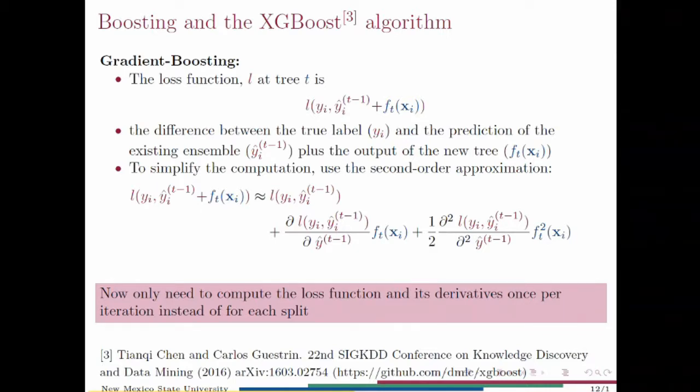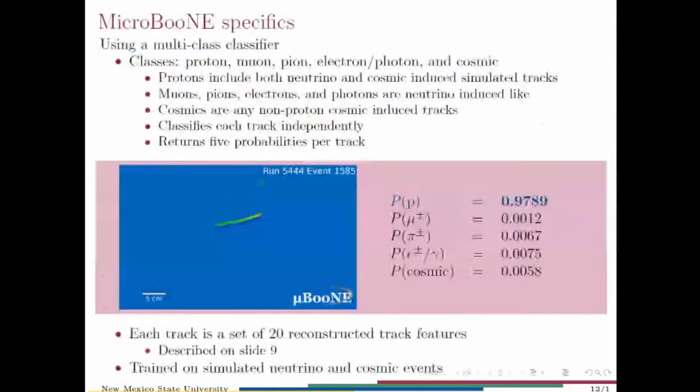Your loss function turns into the loss function of your existing set of trees, plus the derivative of that loss function times the prediction of your new tree, and then the second derivative and the square of the prediction. So basically, you only have to compute your loss function once per new tree you're trying to train, instead of having to compute the loss function for every single possible split you could make. It reduces the computation a lot, makes it a lot faster and a lot more powerful.